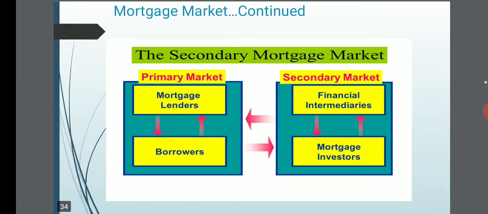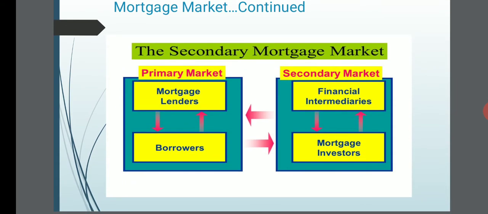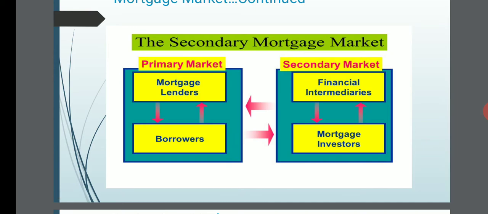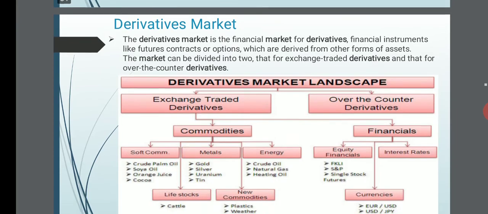Now, the mortgage market and the secondary mortgage market. In the primary mortgage market, the participants are lender and borrower, and in the secondary market, financial intermediaries and mortgage investors. So the transaction between mortgage lenders and borrowers takes place in the primary market. In the case of the secondary market, it takes place between financial intermediaries and mortgage investors.